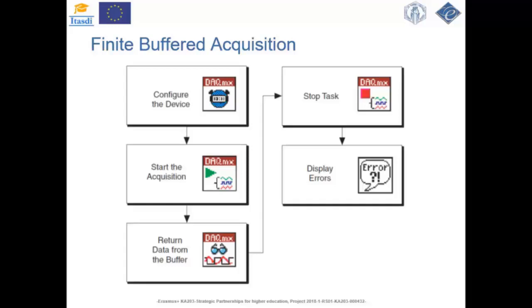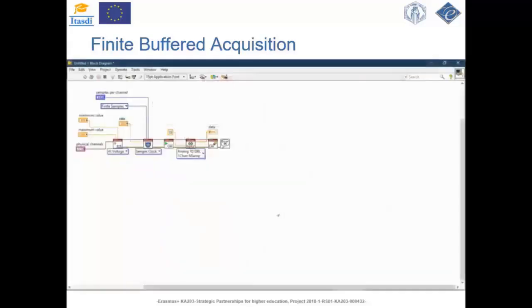So the DAQmx Timing VI will configure the sample rate, the number of samples to acquire or generate, and will create a buffer when necessary. So next, after that, we want to start the acquisition, start the readout, and when the DAQ device has returned all the samples that we have wanted to read, the task stops and the application ends. Here we have this technique shown on this slide.